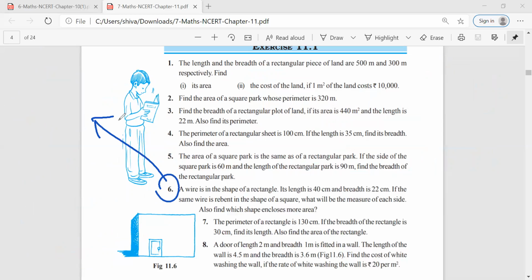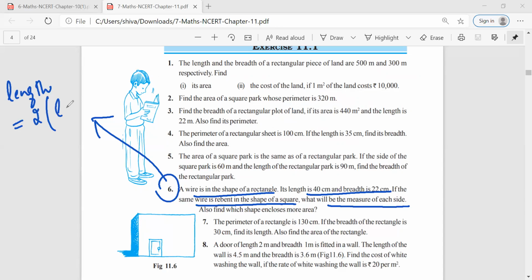Question 6. The shape is a rectangle. Length and breadth are given. The same wire is rebent in the shape of a square. What will be the measure of each side? Sir, I only answered the last one; the second also asks to find which shape encloses more area. Have you understood the question? Yes, sir.